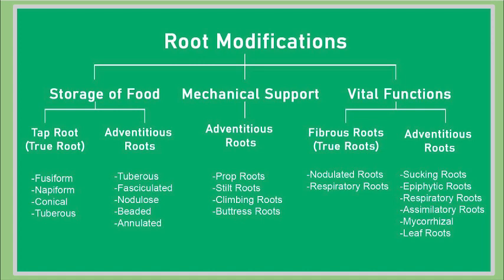So in this slide, we will be studying the modifications of the different types of roots. Here, modification refers to the different purposes and functions performed by different parts of roots, like storage of food, mechanical support and others. Modification of roots is broadly of three types: storage of food, mechanical support and other vital functions. As you can see, these are further divided into several branches.